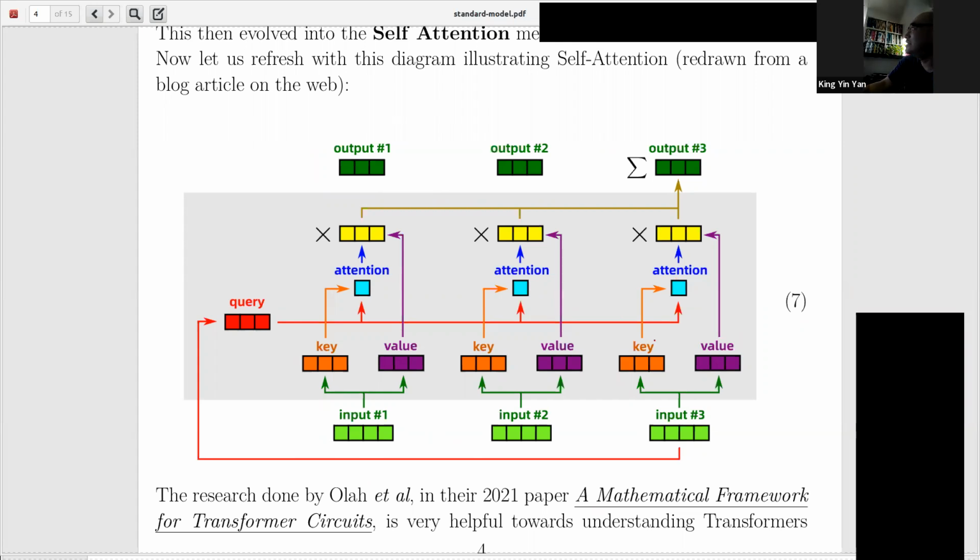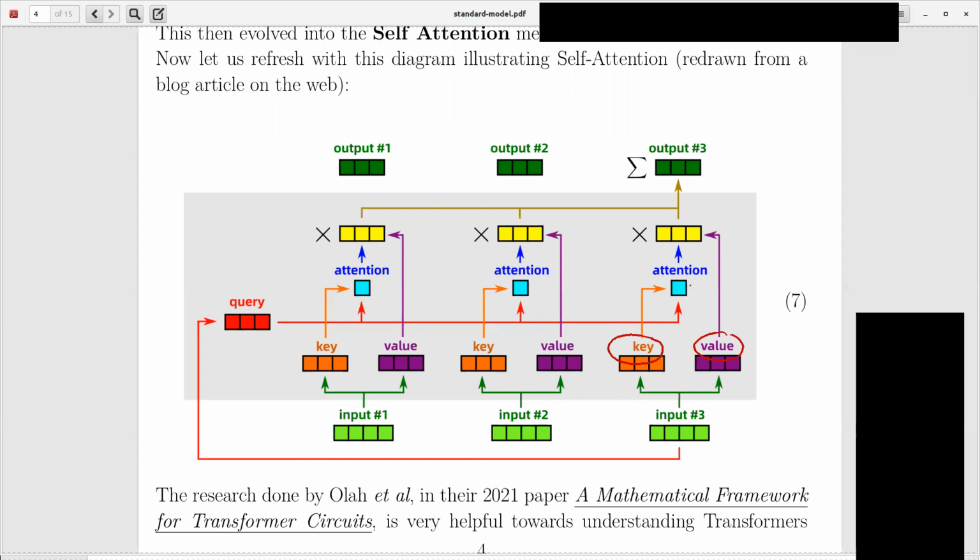So this is the key and the value. What's the key and the value? We don't know. Okay, but I will explain. This is very important.